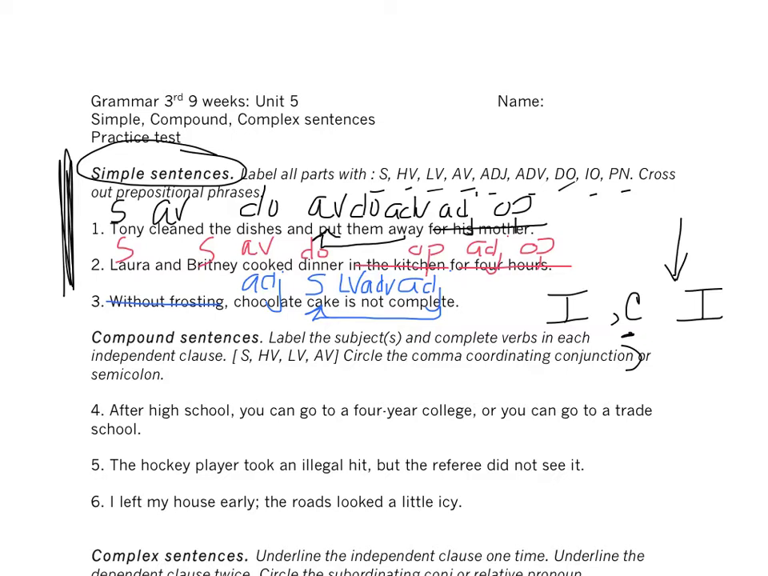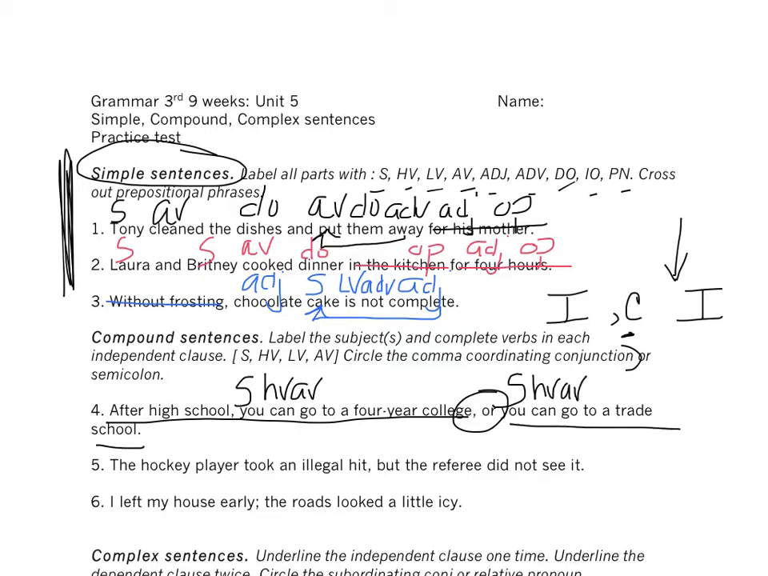So in the first one, the subject is you, the helping verb is had, action verb go. So I know that this is an independent clause because it has a subject, it has a verb, and it makes a complete thought. Circle the comma and coordinating conjunction. In the next independent clause, the subject is you, helping verb can, action verb go. Now I know that this is an independent clause too because it has a subject, a verb, and it makes a complete thought.